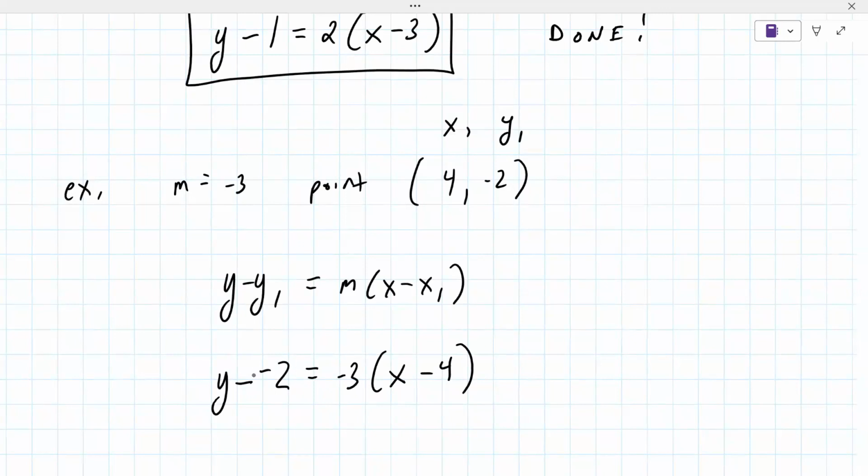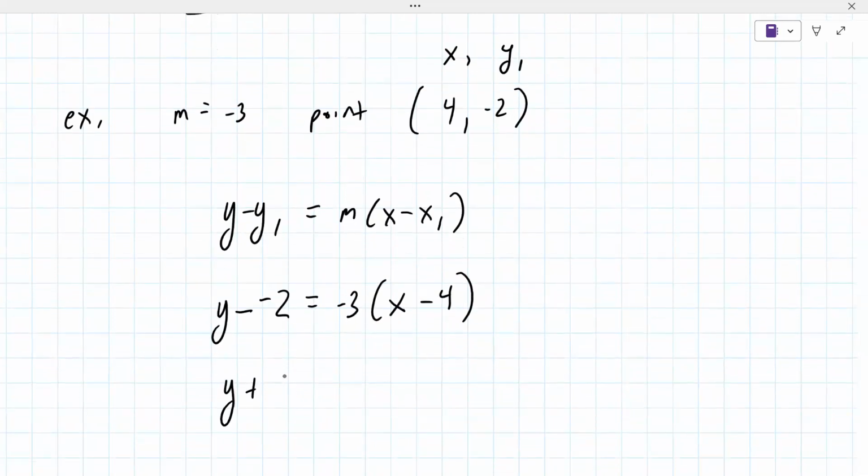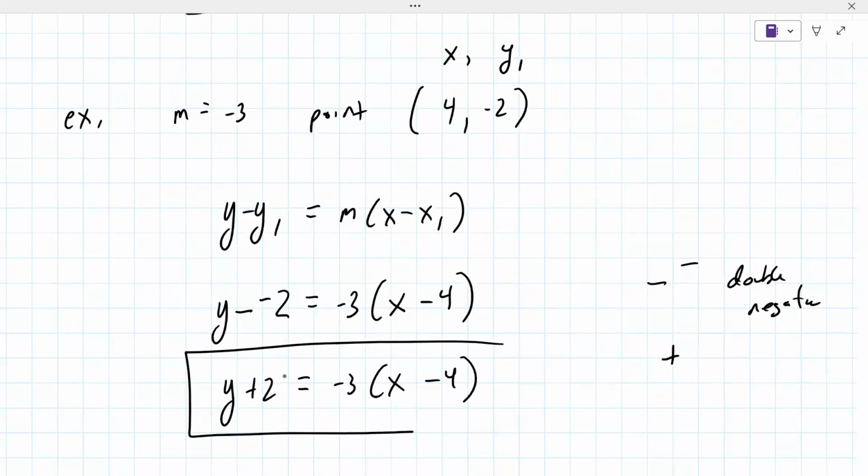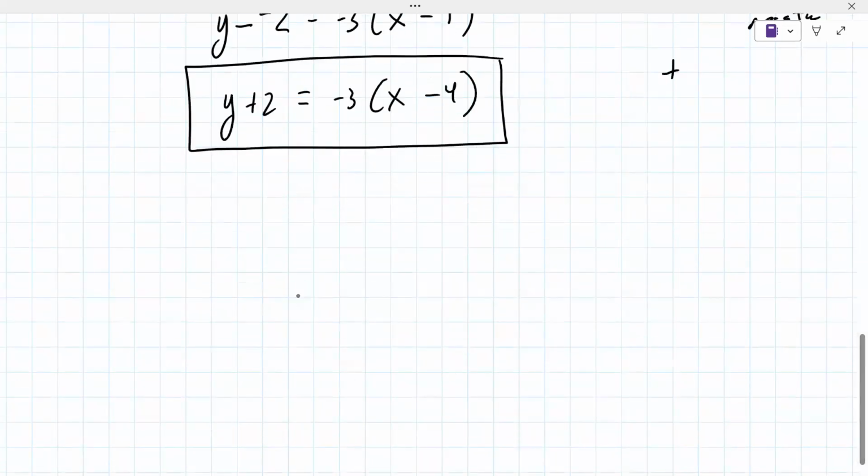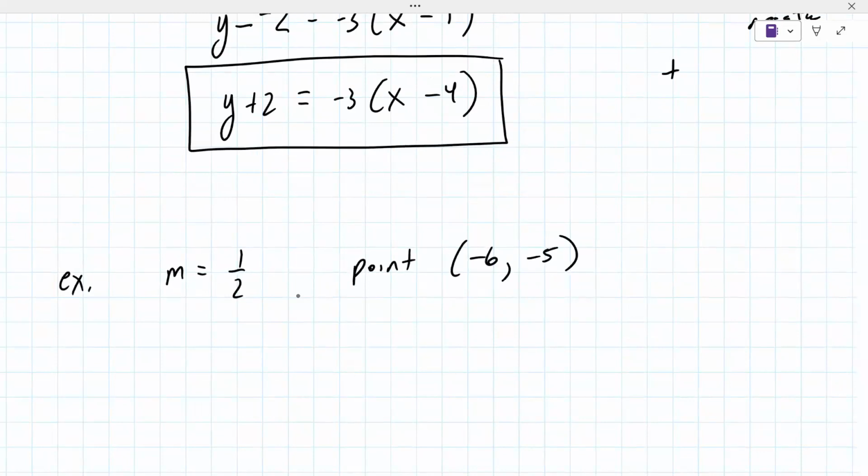All right, so this double negative here becomes a positive. So it becomes y plus 2 equals -3 times x minus 4. Whenever you see the double negative, you have to make that a positive, like that. Same thing goes if x is negative, or they're both negative. So let's look at one more example here. This time, let's make the slope 1/2. Let's say the point is -6, -5.